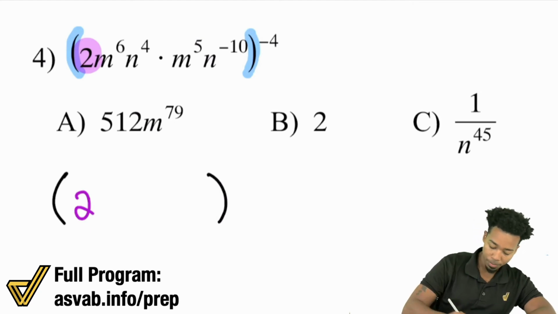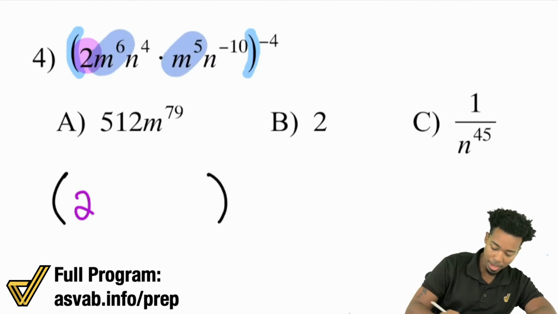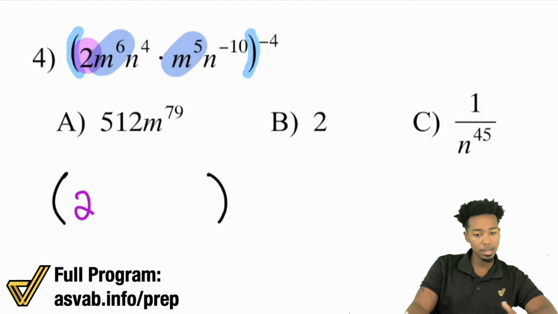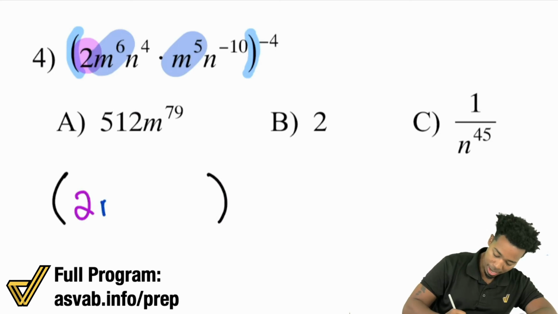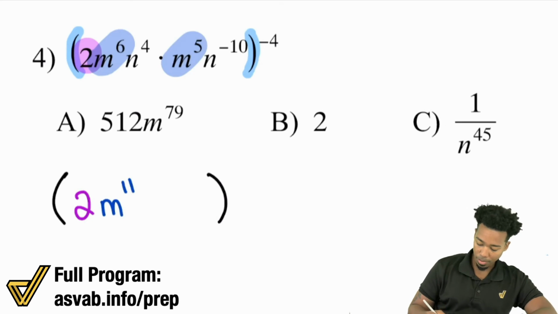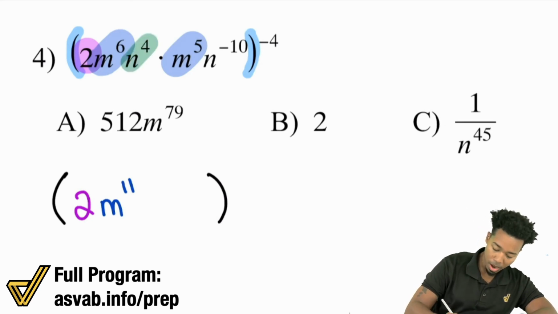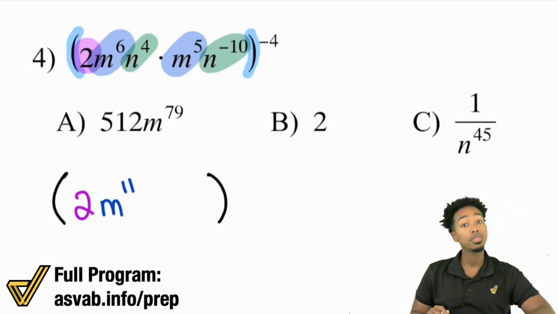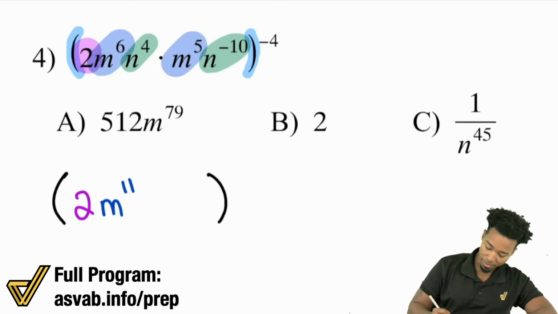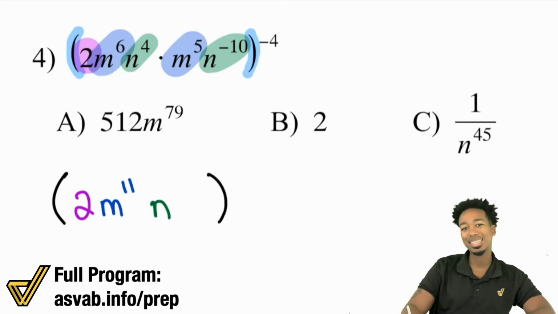But what do I notice here? I have m to the power of 6, m to the power of 5. I can combine those applying that product rule. Because we have the same base, the m, we have 6 and 5 as the exponents. Add those exponents to make that m to the power of 11. Next up, notice that we also have n to the power of 4, n to the power of negative 10. Okay, what happens there? Well, remember, same deal. We add those exponents. So what we have is n to the power of 4 minus 10.